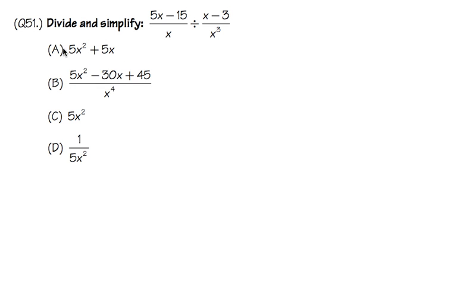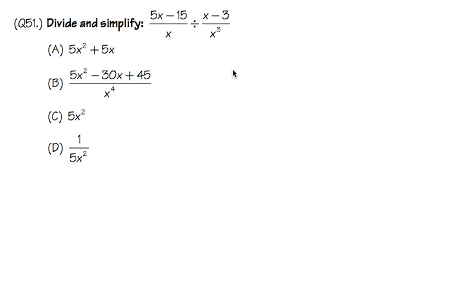Number 51, we are going to divide and simplify (5x minus 15) over x divided by (x minus 3) over x to the third power. So now the question is, how do we divide? These two are just like fractions. How do we divide fractions?